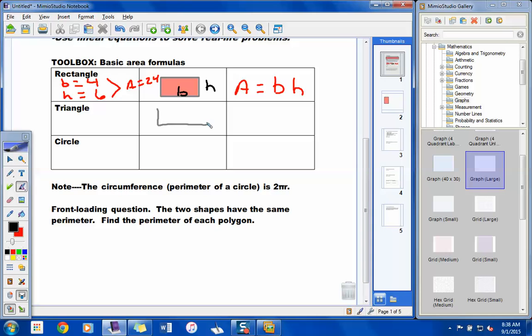A 3-sided figure. Maybe this is my base, and maybe this is, I'm sorry, I got that wrong. Maybe this is my height and this is my base. Anybody recall an area formula for a triangle? No one remembers it? Just B times H, or we have to divide it by 2.